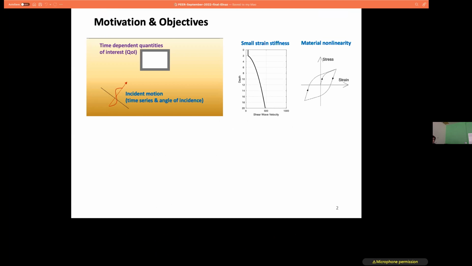And then there are some sorts of uncertainties when we want to study the behavior of that structure. For example, if we assume that this structure is going to be subjected to some plane waves, the angle of incidence and also the time series itself could be one source. In addition to that, the profile, so the small strain stiffness that we have for that soil half space, is another source. And ideally, if we have nonlinearity either in the structure or soil or both of them, that could also bring some source of uncertainty to the problem.